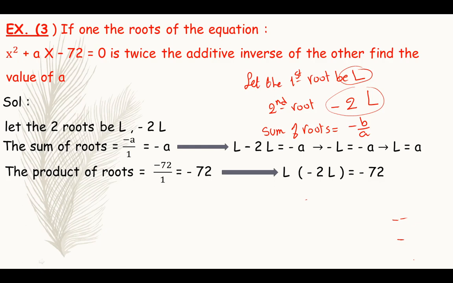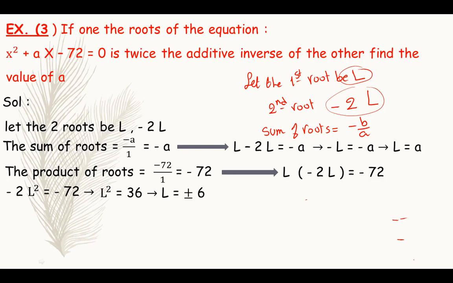L multiplied by negative 2L equals negative 2L power of 2. So negative 2L power of 2 equals negative 72. Negative will cancel negative, and L power of 2 will equal 72 divided by 2, which is 36. By taking the square root of both sides, L will be equal to positive or negative 6.